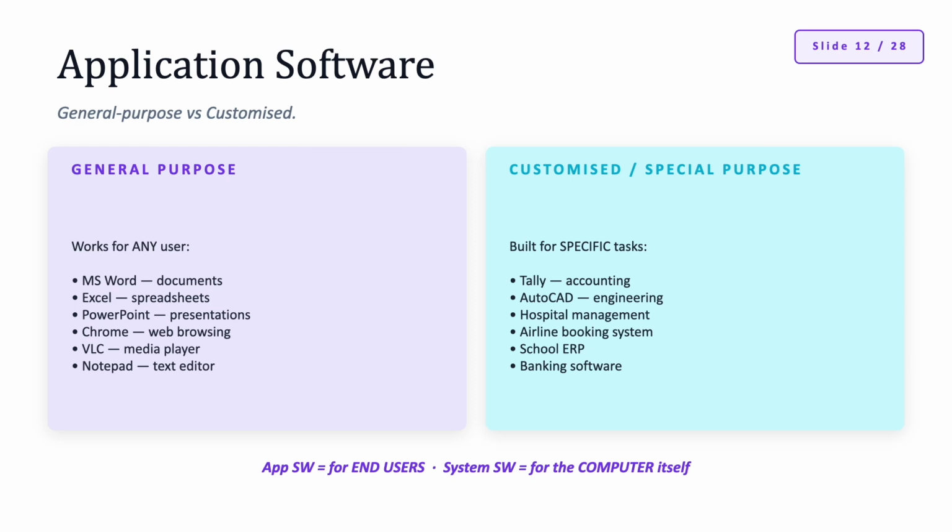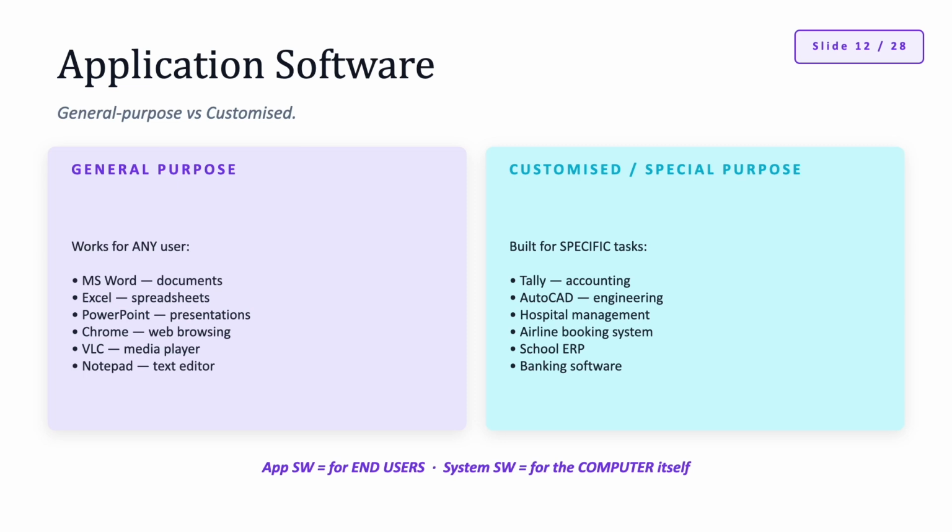Application software is what you actually use every day. It is divided into two types. General purpose applications work for any user: MS Word for documents, Excel for spreadsheets, PowerPoint for presentations, Chrome for browsing, VLC for videos. Customized or special purpose applications are built for specific tasks: Tally for accounting, AutoCAD for engineering or drawings, hospital management software, airline booking systems.